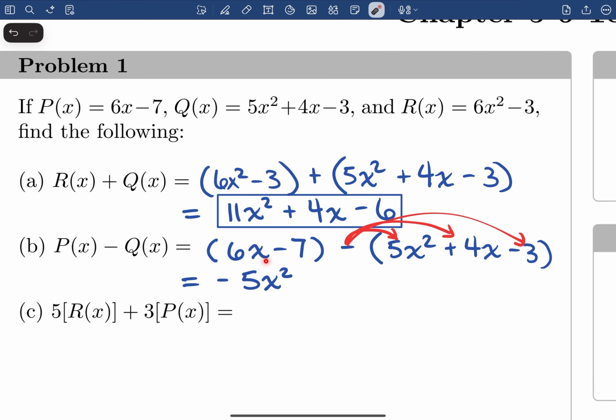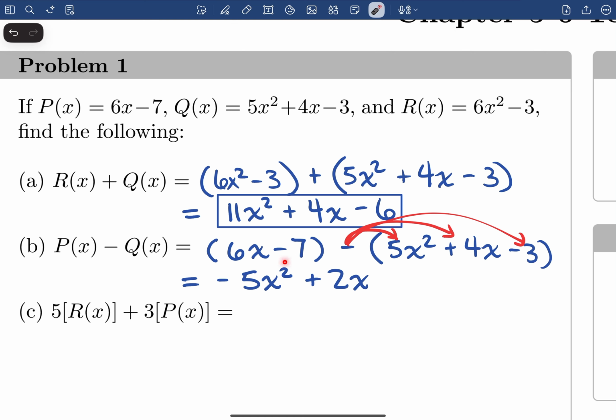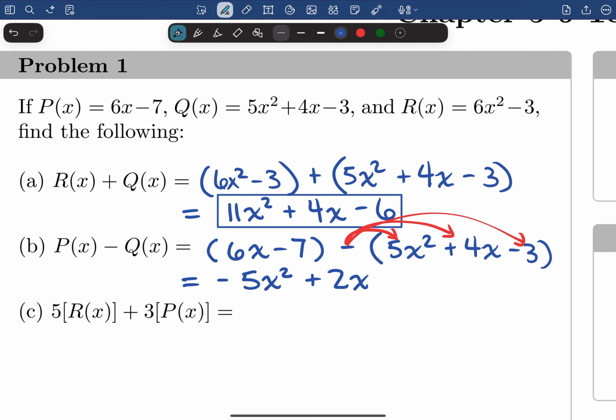But then I have a 6x and then a minus a 4x. All right. So 6x minus 4x is a positive 2x. And lastly, I have a negative 7 and a minus negative 3. So this becomes a plus 3. Negative 7 plus 3 is negative 4. Great. So there we have it. We have just simplified P of x minus Q of x.